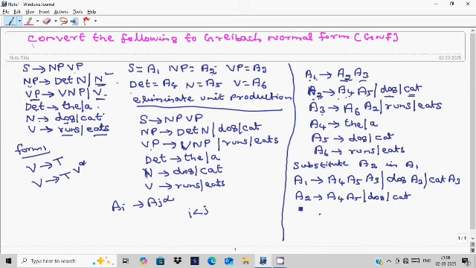Now A3 can be replaced as A6 A2, and runs and eats. So every time you make a transformation, rewrite every production again so that you do not miss any production. Then A4 is the and a. Now A5 can be dog and cat, and A6 is runs and eats.